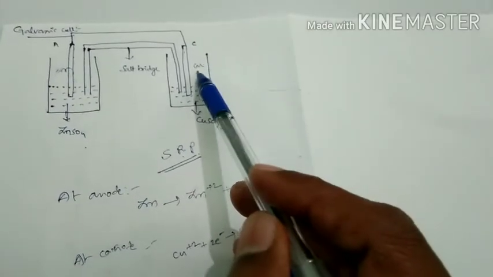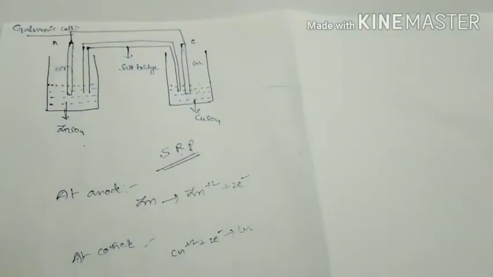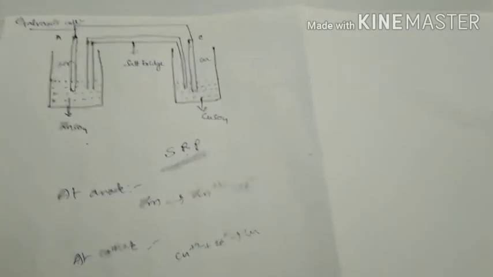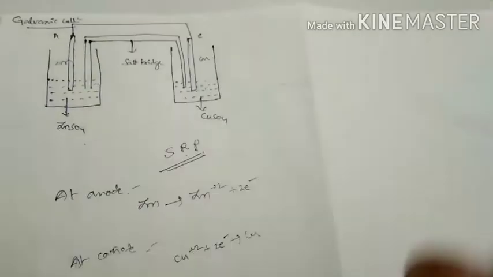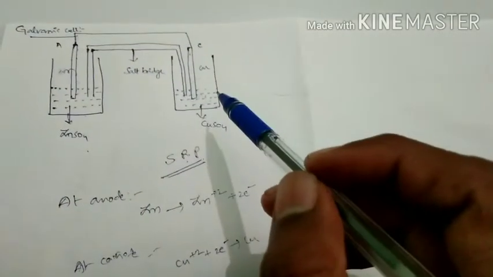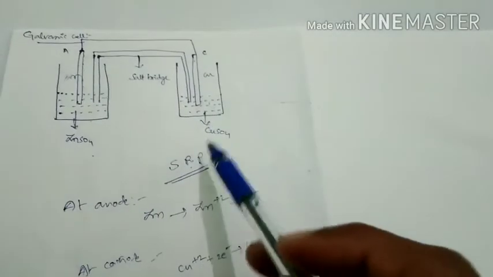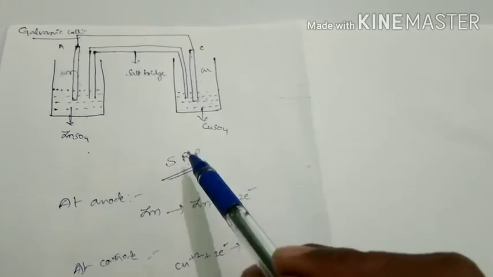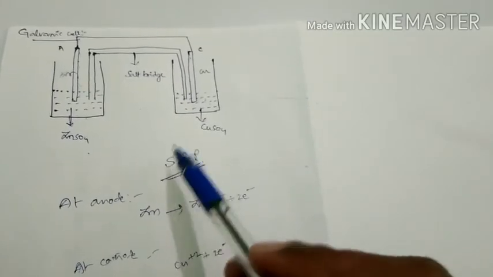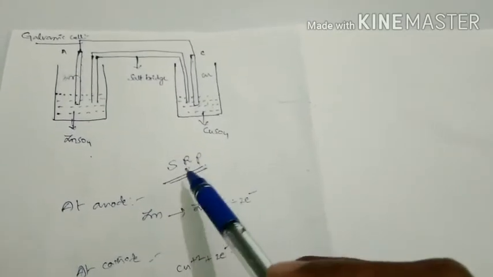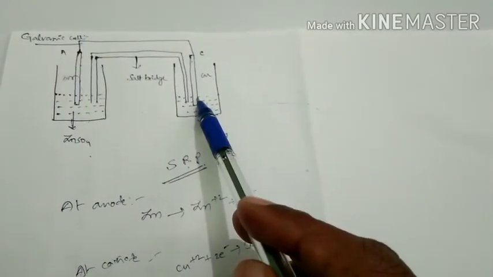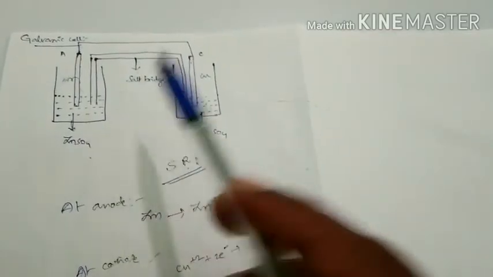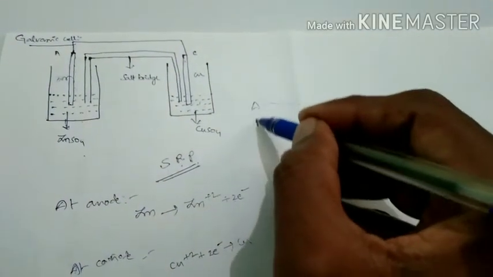Why does copper act as cathode and zinc as anode? According to the electrochemical series, nothing but the reactivity series, which is already present in our textbook, there is one column. According to that, the SRP, nothing but standard reduction potential, of a metal: the metal with high SRP should be connected as cathode and the other with low SRP should be connected as anode. Suppose I take two metals A and B.